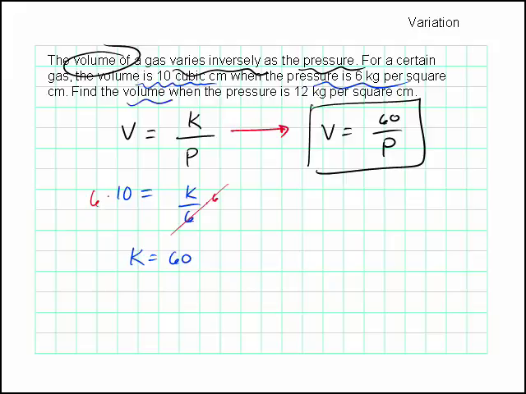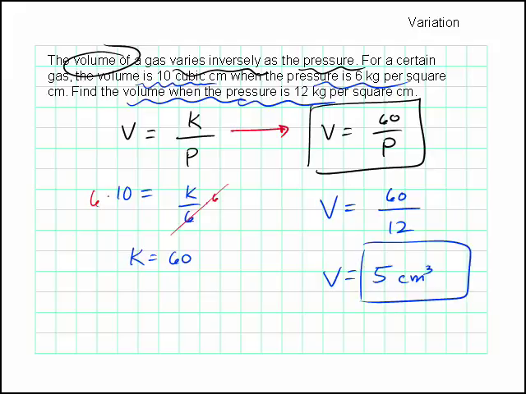What's the volume when the pressure is 12? Plug in a 12 for the P there, the volume looks like it will be 5. 60 divided by 12. What's the units for this? Volume, cubic centimeters it says up there. Volume equals 5 cubic centimeters. Okay, so there's an example of inverse variation.